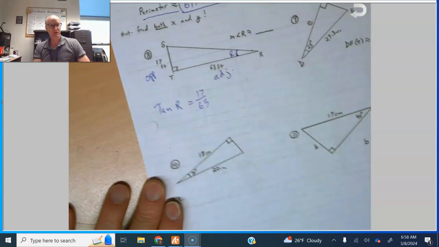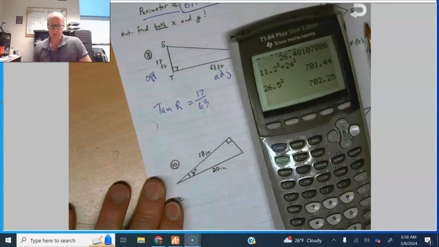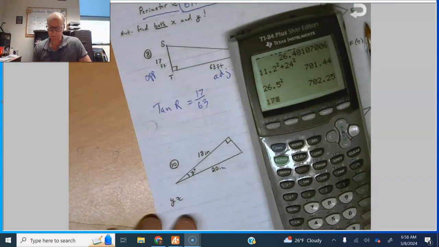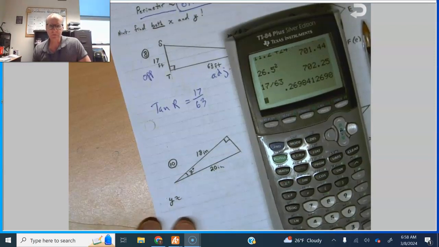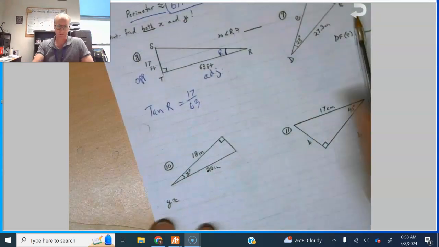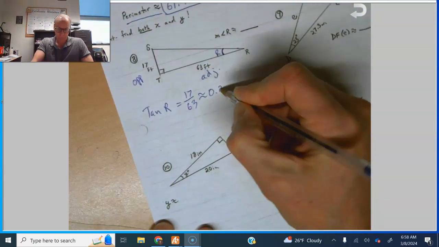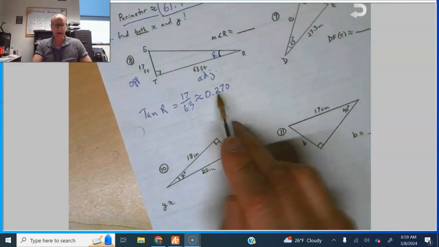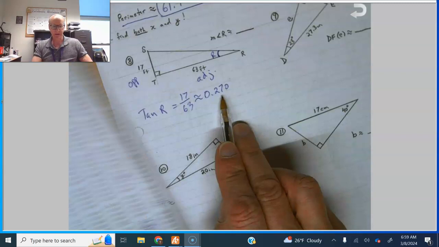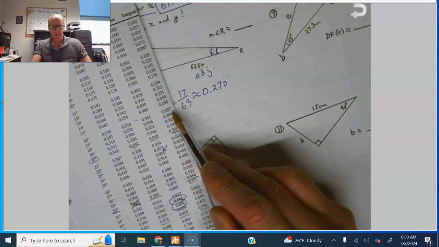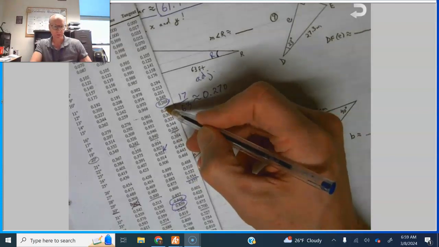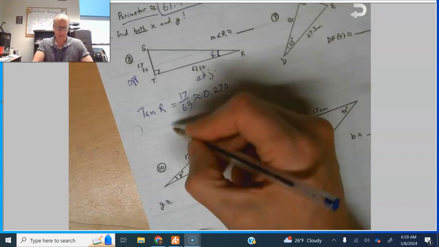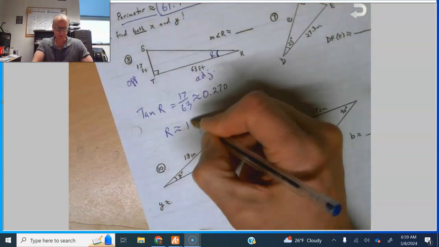And we're just going to look up the decimal. Again, that's called taking an inverse tangent. So I'll just take the 17 divided by 63. And I get about 0.270. And I want to look up the angle that has that tangent. So I'm looking up tangent of 0.270, which is right about here. This is really close, which seems to indicate 15 degrees. So I'm going to say that R is approximately 15 degrees.